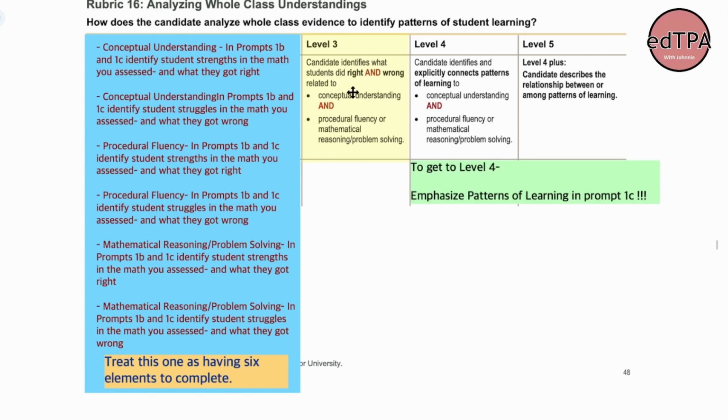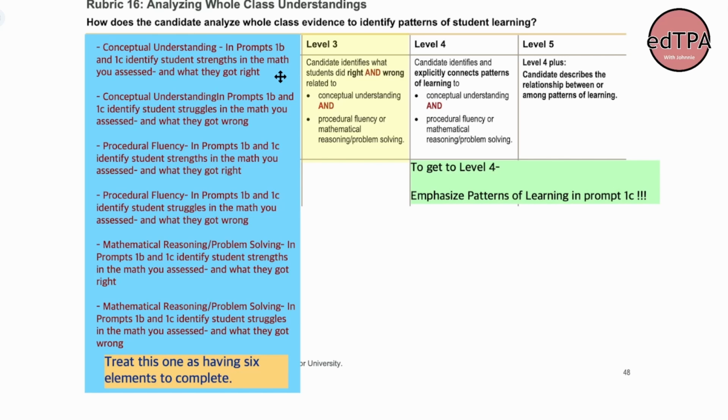And level 3 for this one, about thinking about patterns of student learning. For level 3, candidate identifies what students did right and wrong related to conceptual understanding and one of the other 2, procedural fluency or mathematical reasoning problem solving. So have to do conceptual understanding, but then either one of these 2. My suggestion is you work all of them. So here's what I suggest.